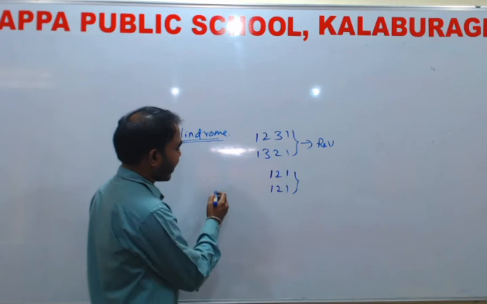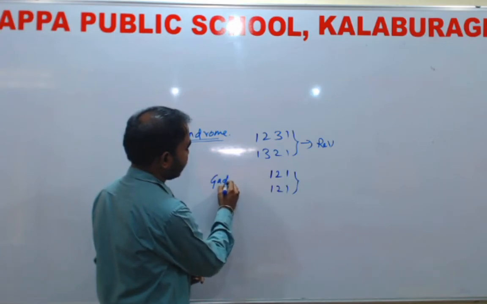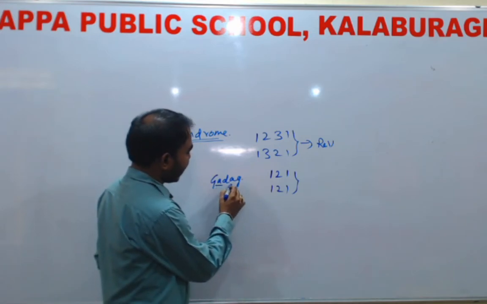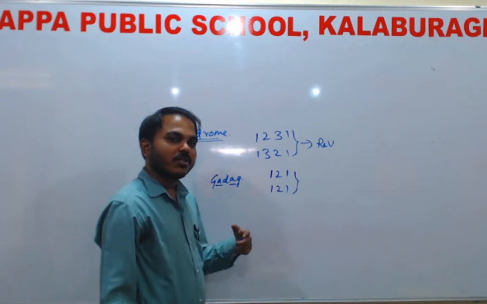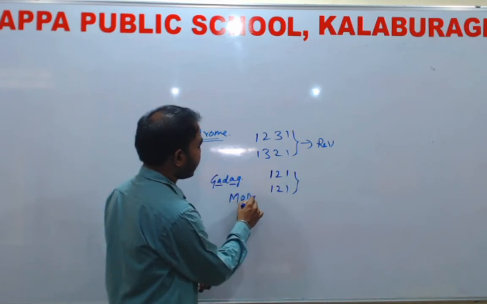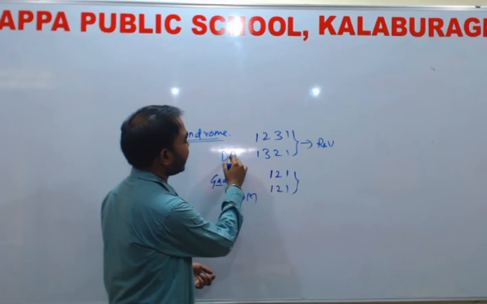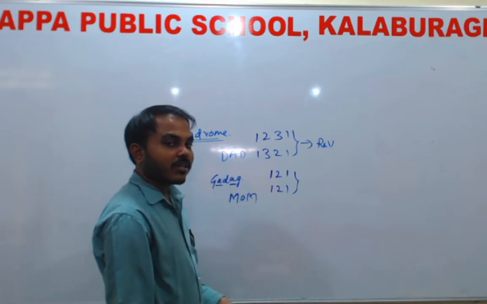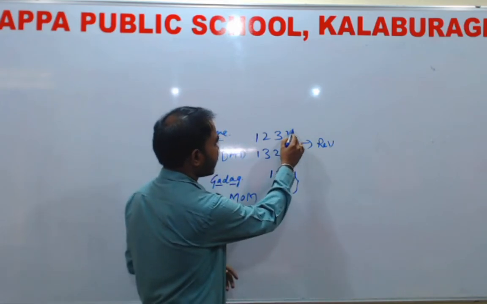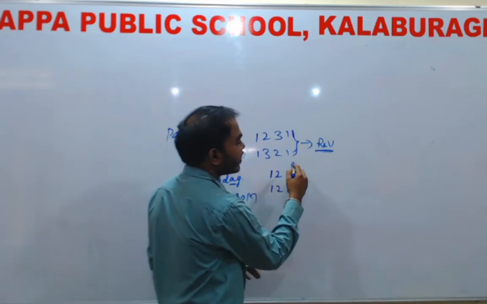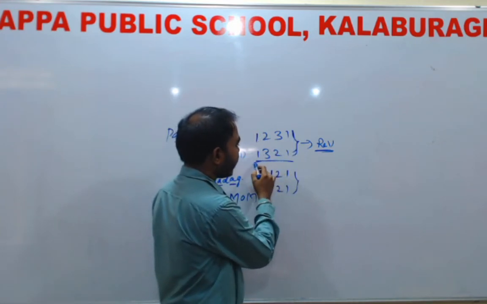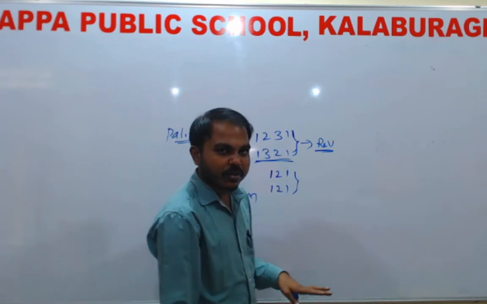When you take characters, say for example Gadag, if I reverse Gadag, all the characters will be in the same place, so you will get the same name again, right? Say for example, mom, dad, right? So these are called a palindrome. So 1 2 3 1 is a reverse number, but it cannot be a palindrome because when I reverse 1 2 3 1, I am getting 1 3 2 1, not 1 2 3 1, right?